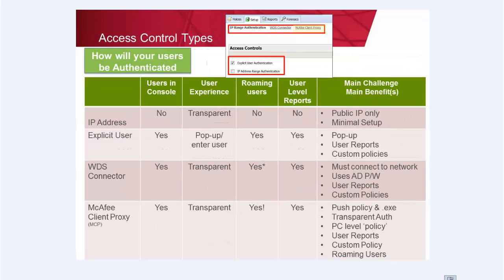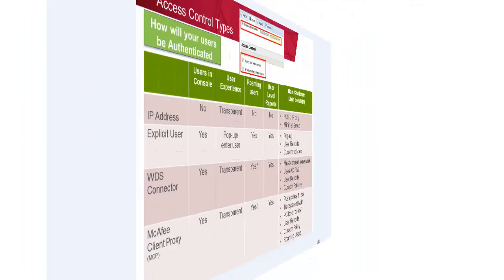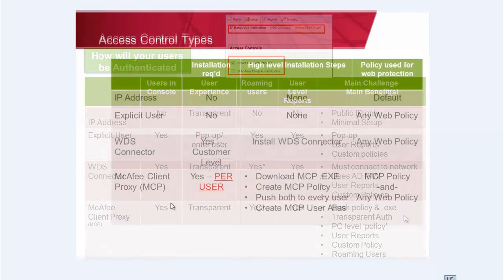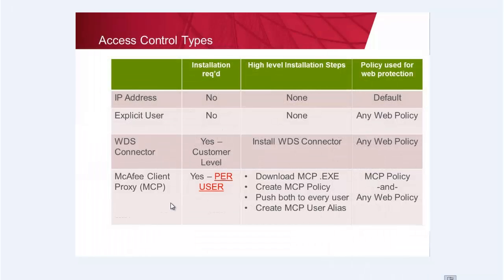Now let's take a look at the McAfee Client Proxy, the MCP. For the McAfee Client Proxy, you need users in the console. The good news is authentication for the users is transparent, and uses their network password. This is the best option if you have remote users who authenticate outside the office. Of course, you get user-level reporting. Some of the new specifics is you have a machine-level policy to set, as well as the regular web protection policy.